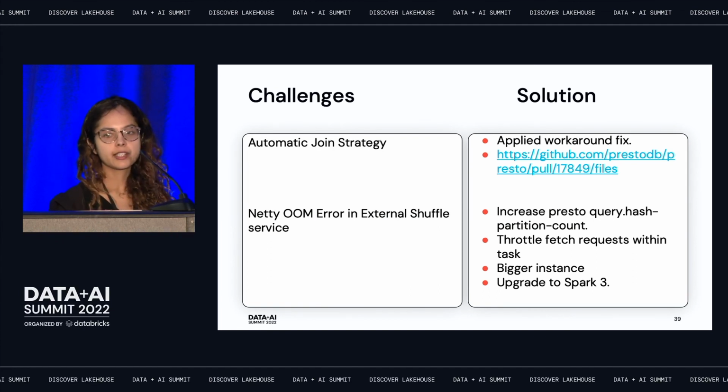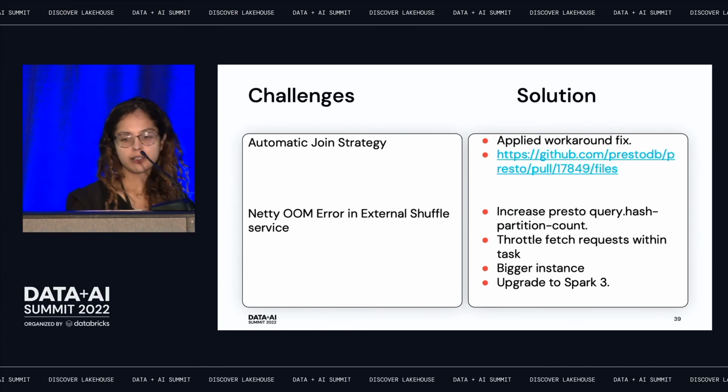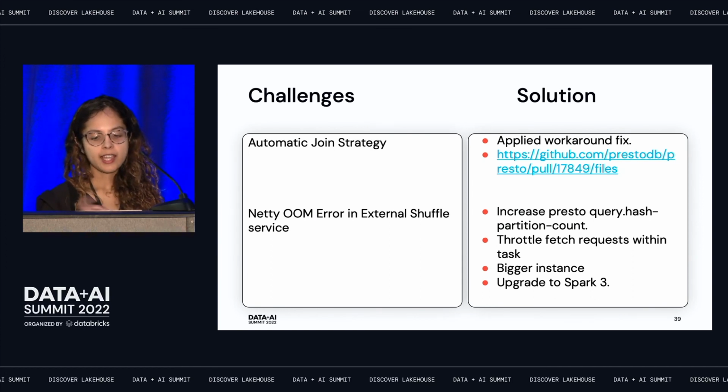So we are using Spark's external shuffle service, and we are seeing memory leak with that. The recommendation from Databricks was to use Spark 3. So that's the permanent fix, but as a workaround, we increase Presto query hash partition count that corresponds to SQL shuffle partitions if you're coming from Spark background. You can always throttle the fetch request within a task using Spark config properties, and then you can always move to a more optimized cluster or your instance type.